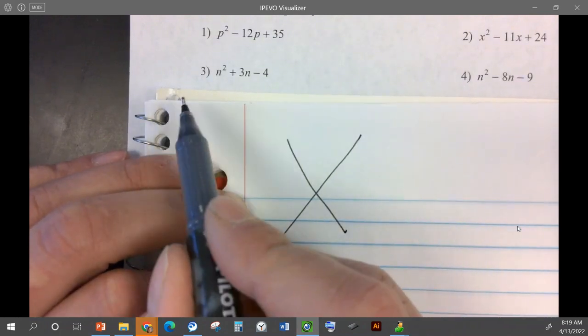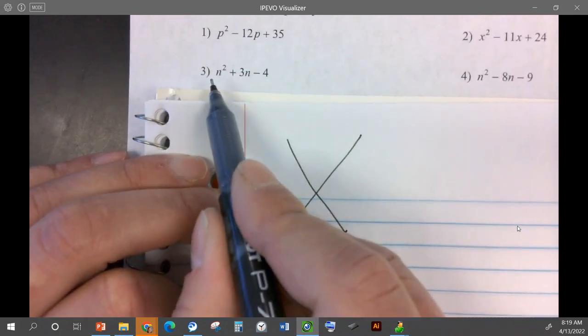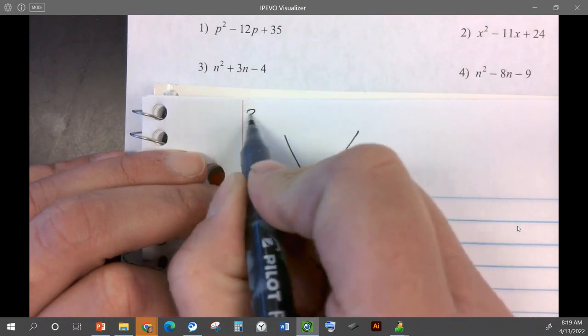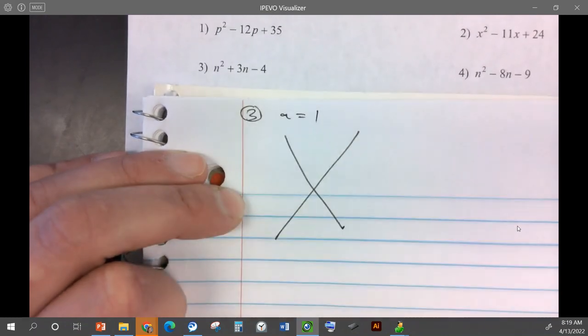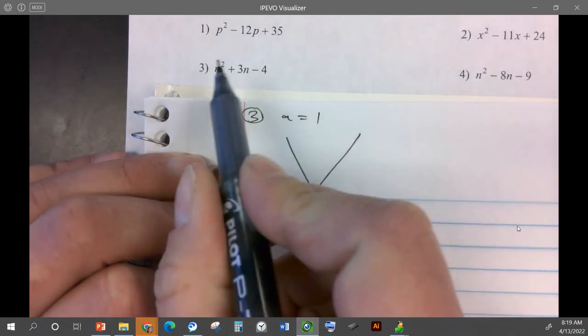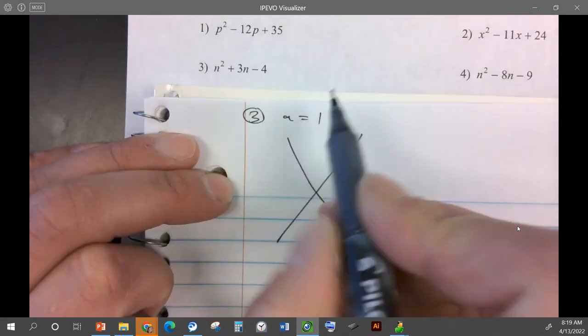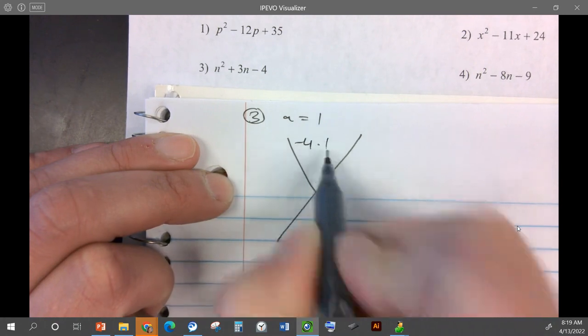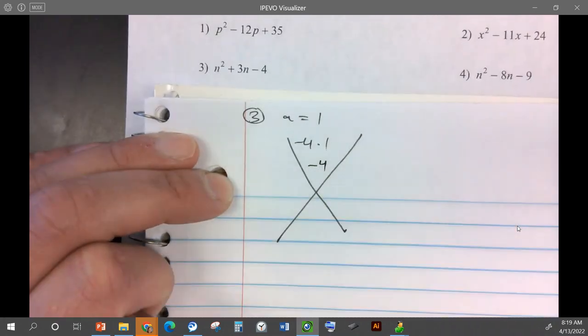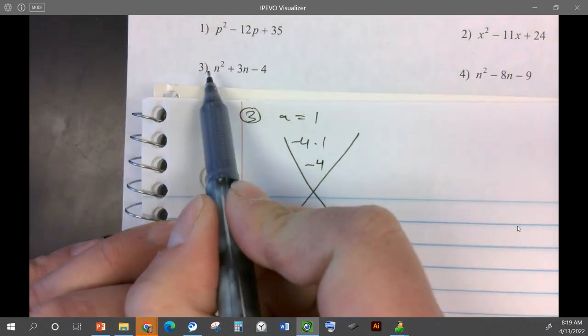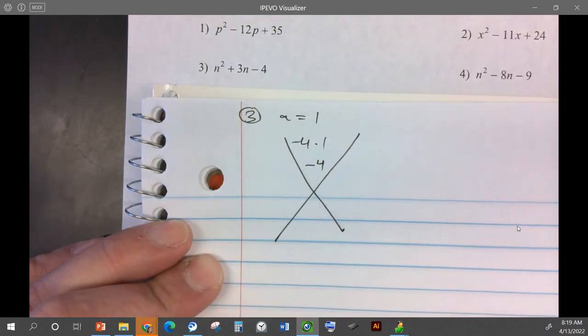So on 3, what is A? A is 1. Yep. So for number 3, A is 1. So I can still do the bottoms up method. A is just 1. So I do -4 times 1. That gives me -4. Okay. Or I can just write -4. If I see that A is 1, I can just write -4.